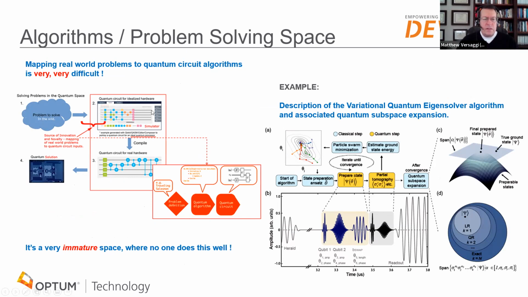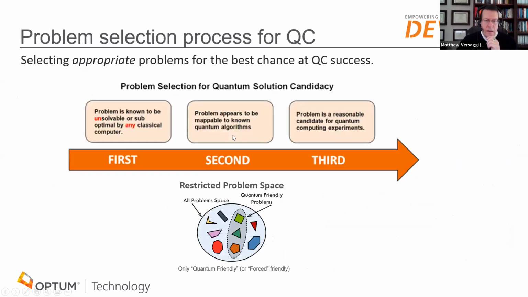The next one is the immaturity of the tools that we use to map real world problems to quantum circuit boards, to the solutions. It's a horribly difficult problem. It's very, very immature, and no one in the industry does this well, no matter who tells you that they do. From the big players to the small consulting companies, this is one of the hardest problems out there in all of quantum, and don't let anybody tell you differently.